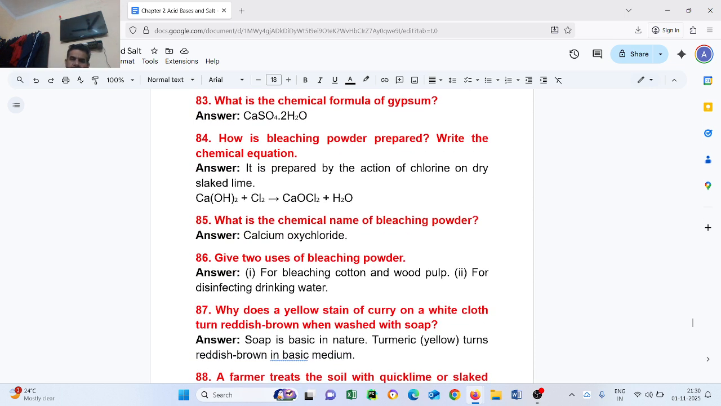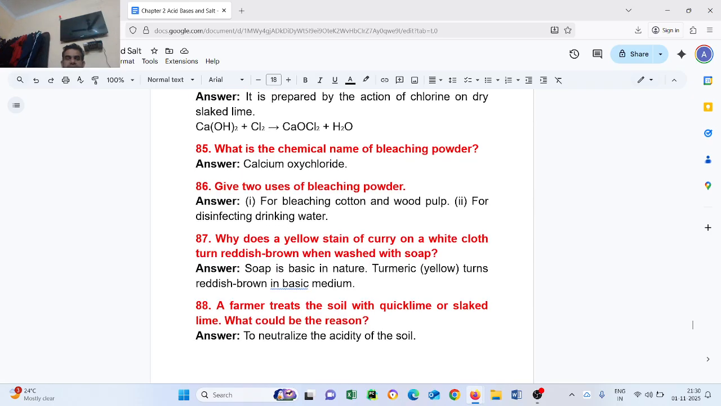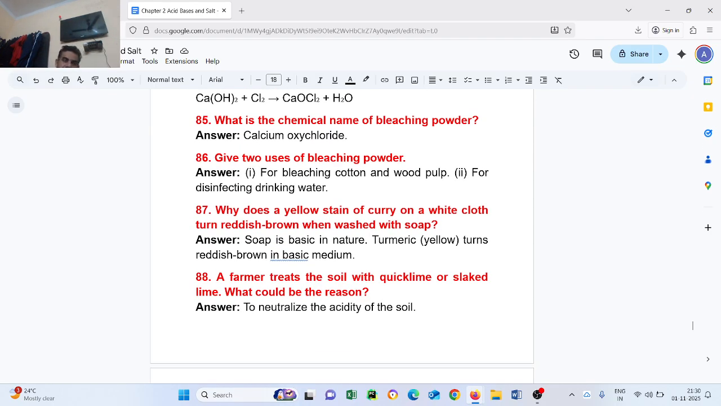Question number 85. What is the chemical name of bleaching powder? Calcium oxychloride. Question number 86. Give two uses of bleaching powder. For bleaching cotton and wool pulp, and for disinfecting drinking water. Question number 87. Why does a yellow stain of curry on white cloth turn reddish brown when washed with water? Soap is basic in nature. Turmeric yellow turns reddish brown in basic medium.